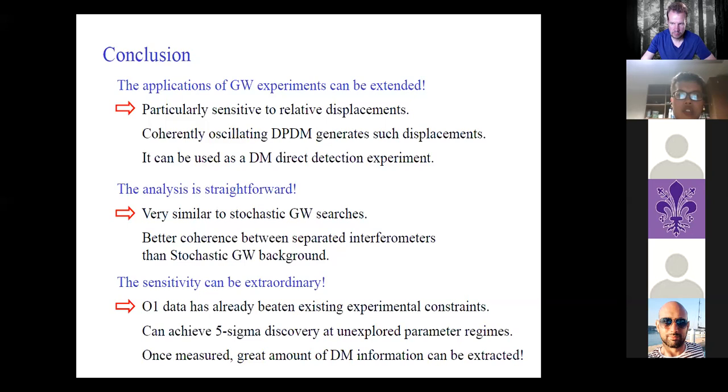And the advantage of this search is that it has a better coherence between separated interferometers than the stochastic gravitational wave background. And third, the sensitivity of this search can be extraordinary. We find that O1 data has already beaten existing experimental constraints, and LIGO can achieve 5 sigma discovery at unexplored parameter regions. And once measured, a great amount of dark matter information can be extracted.